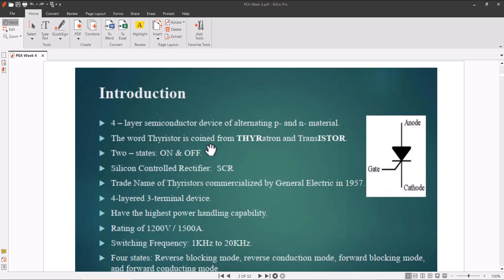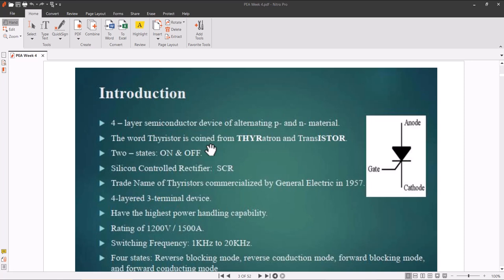Hello guys. Now we will discuss thyristors. A thyristor is basically a semi-controlled diode, and the semi-control is the on control. It's the on control. It's not off control. So it is a four-layer semiconductor device of alternating P and N material. We will see this structure in the coming slides.